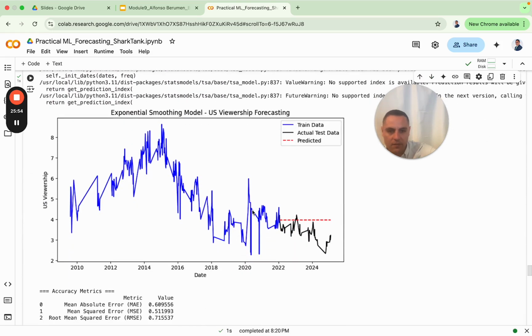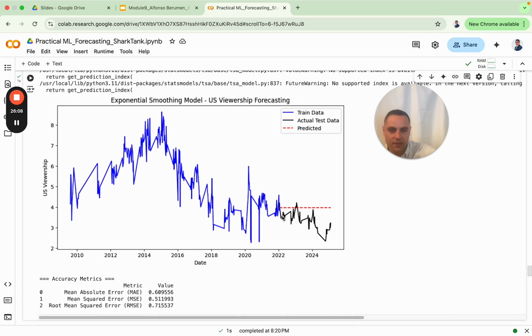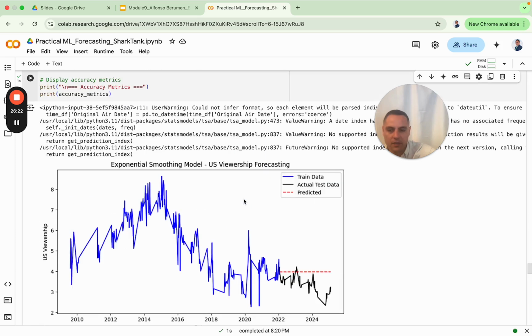And you can see there, this is the data we use to train, in blue. And then this is the predicted values, and then this is what actually happened. So we don't really feel too good about this exponential smoothing model, because we would be pretty off if we went forward and actually suggested that this viewership would be that value there, which you can see in red.